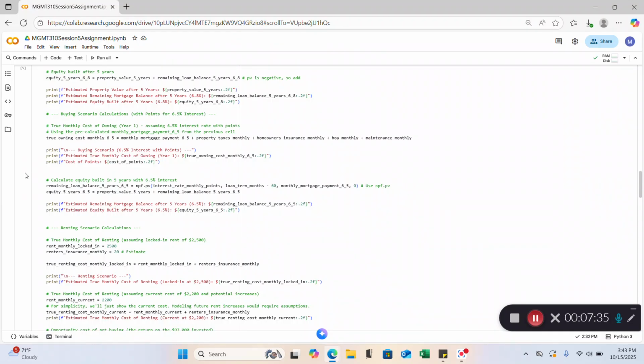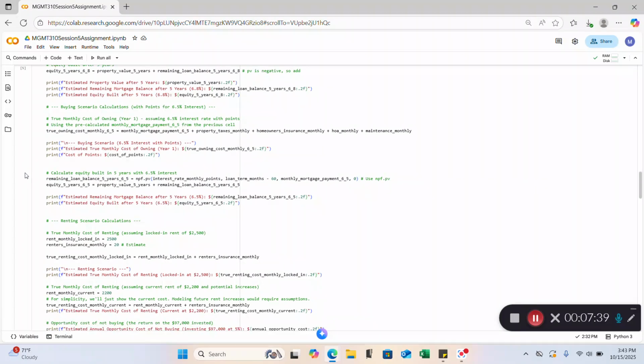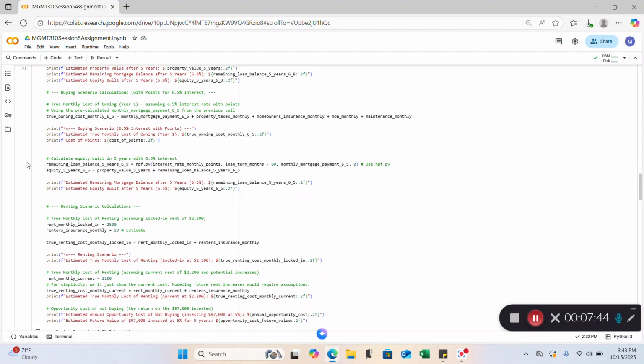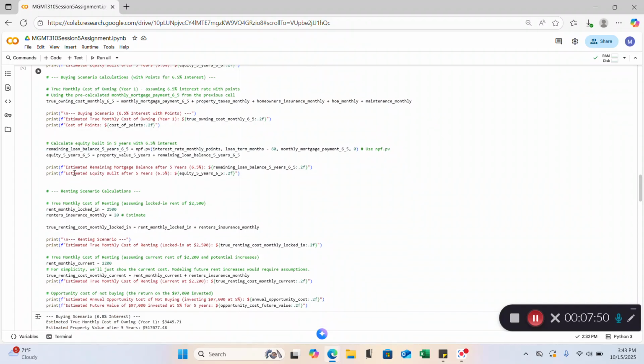So another buying scenario calculation would be with the points for that 6.5% interest rate, where everything else here is assumed to be the same. The difference here is to calculate equity with that interest rate, which then gets spit out at the bottom.